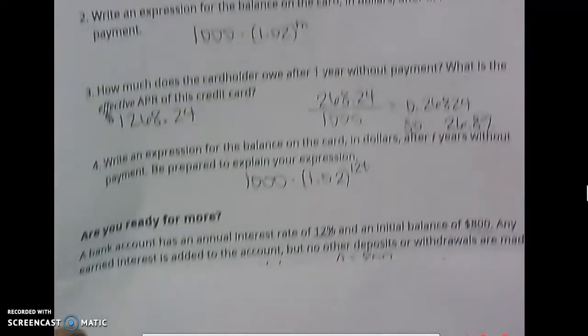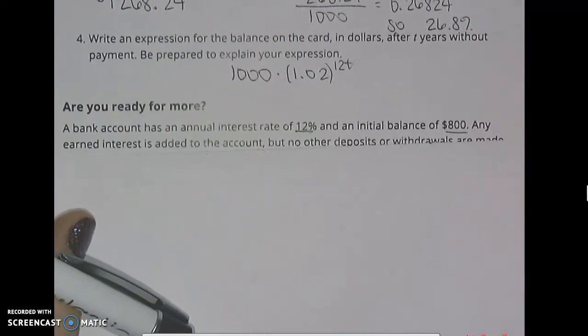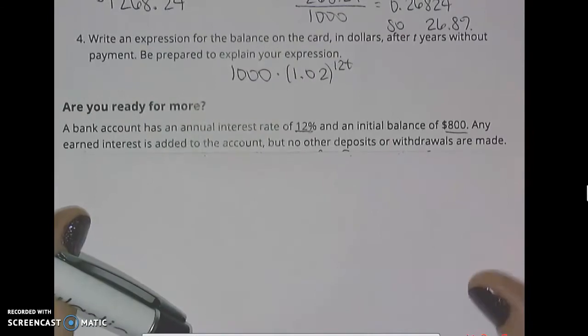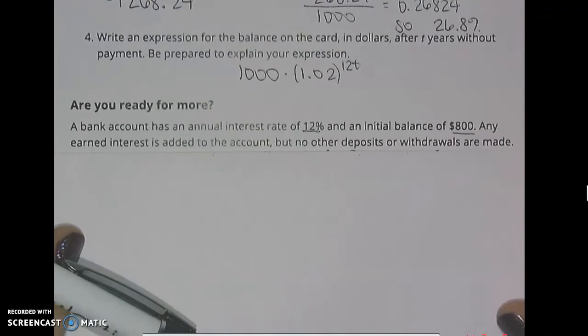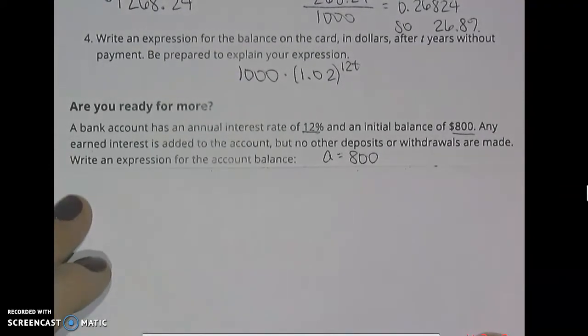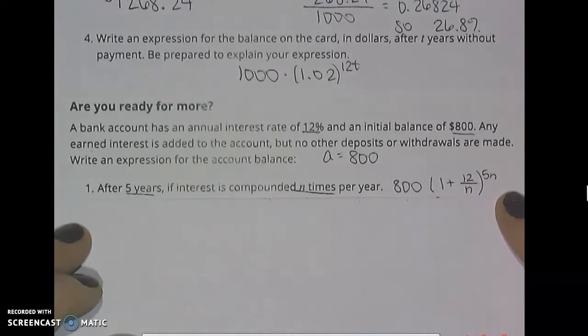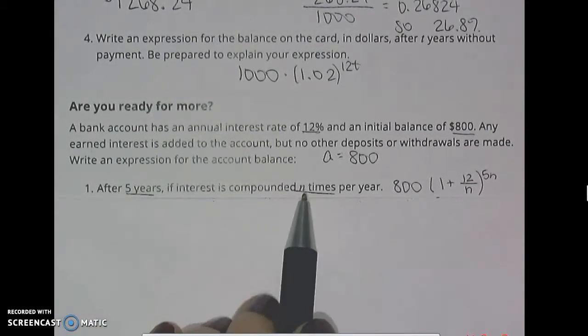All right, so last thing here. Are you ready for more? So a bank account has an annual interest rate of 12% and an initial balance of $800. Any earned interest is added to the account, but no other deposits or withdrawals are made. So we want to write an expression for the account balance for different situations. So after 5 years, if the interest is compounded n times per year.